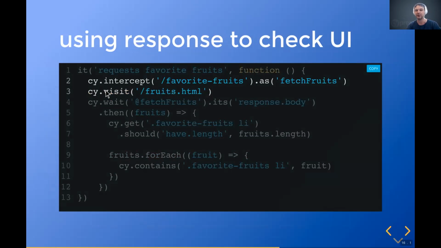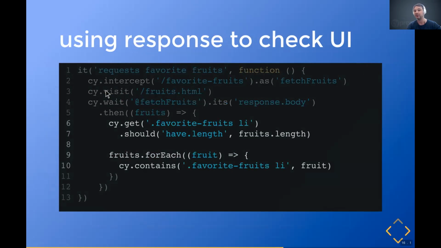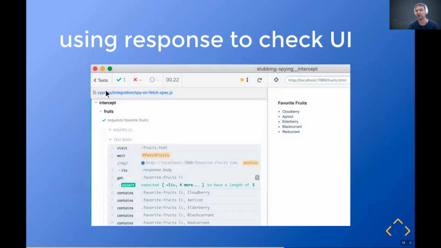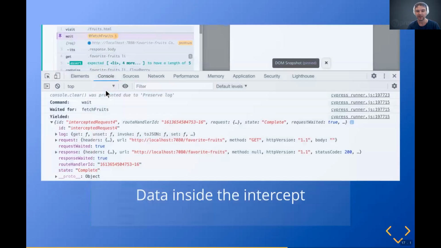Here's the thing that I like to do. Spy on Ajax requests, wait for them, get the response body, and confirm that everything that the server sent has been showing on the screen. So all the 5 items are there. I'm not stubbing anything, so it goes to the server, but I'm still confirming that all the items are present. You can inspect all the data inside the intercept if you wait for it. So you can see that it has request, response, everything.